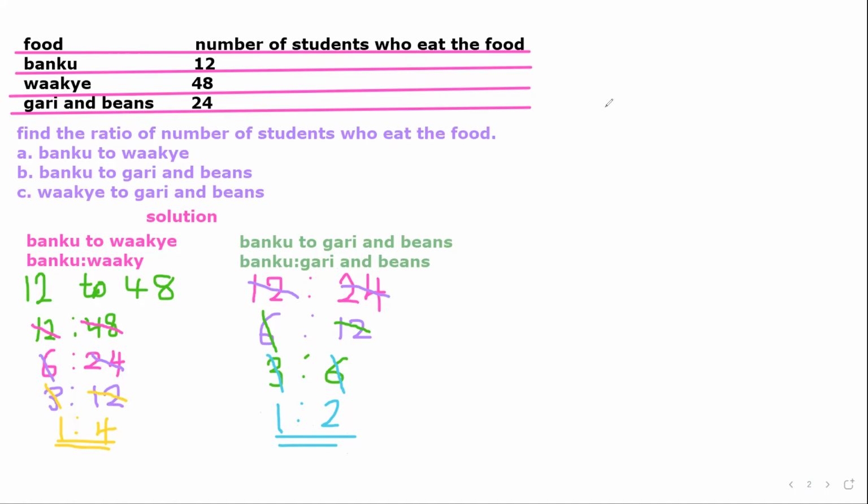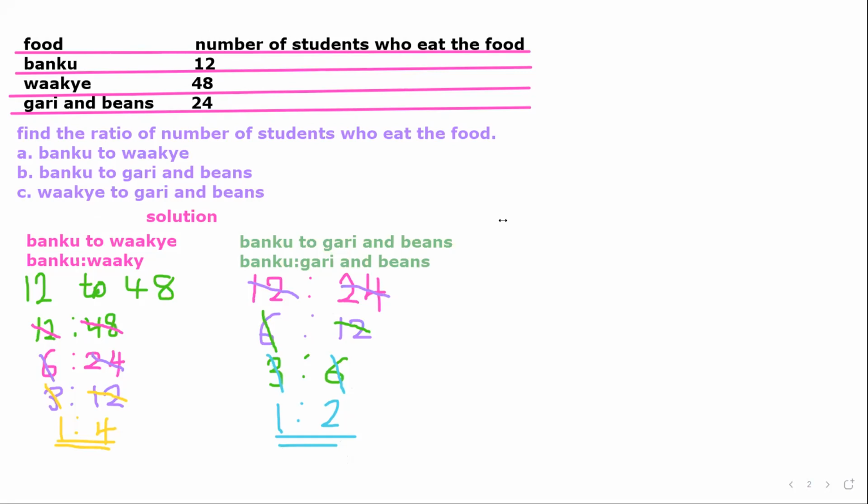Okay, the last one says what? We should calculate the relationship of Wache to Gari and beans. If you want to choose between Wache and Gari and beans, you have to go down, listen to the students, do the survey like the one that we have done here. Then you do your ratio to compare the 2 foods, and then you choose the one that will satisfy most students and also maximize profit at the end. So we have this one, Wache to Gari and beans.